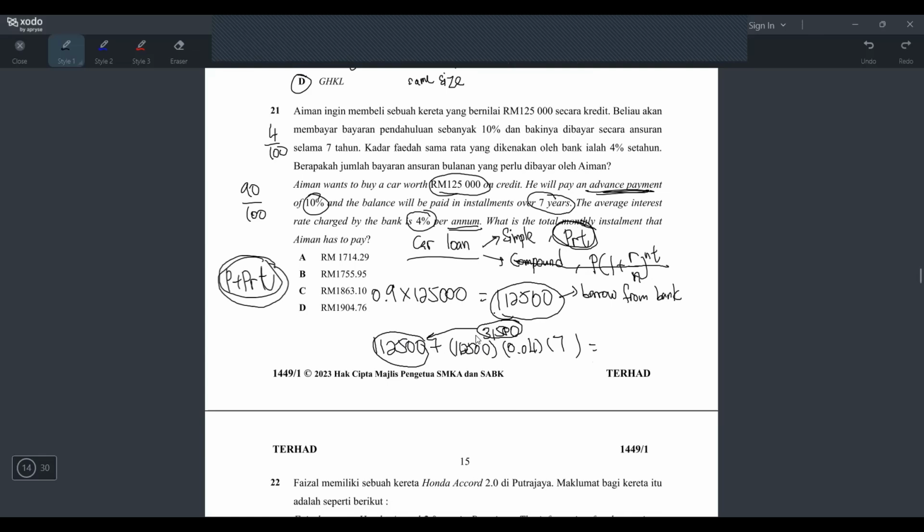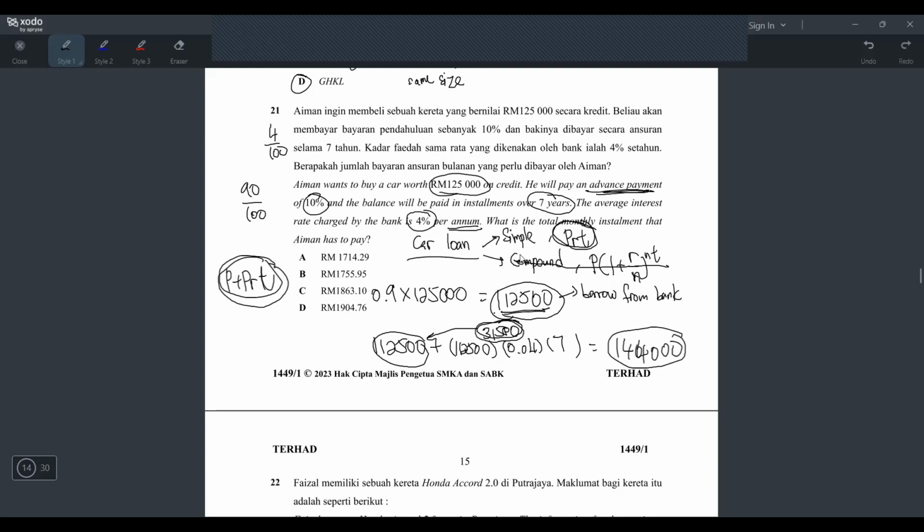What is 31,500 plus 112,500? You will get 144,000. This is the total amount you have to pay back. You borrowed 112,500 from the bank, but the amount you have to pay back is 144,000. Why is it more? Because of the interest, because of the simple interest. That's why when you pay, there's some extra charge. You don't tell me you borrowed 112,500 but pay back 31,500 only. That doesn't make any sense.